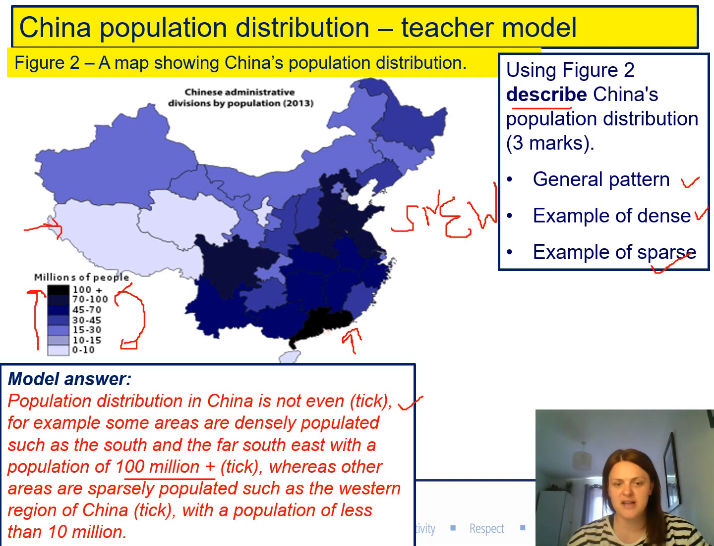Whereas other areas are sparsely populated, for example in the western region of China, with a population of less than 10 million. Okay, so now you know what you have to do. It's pretty simple. You've got to remember these 3 pointers when you're describing the distribution. Let's give it a go.